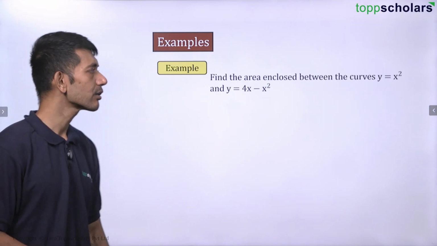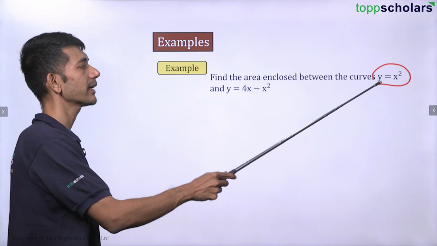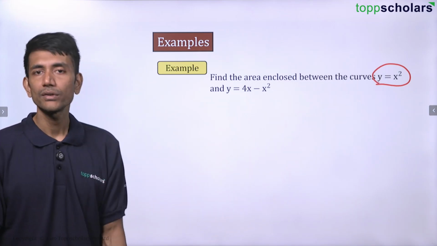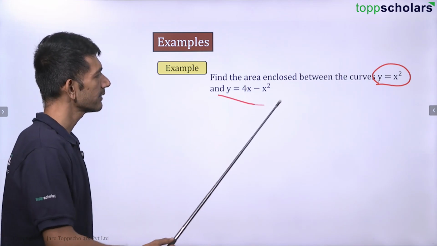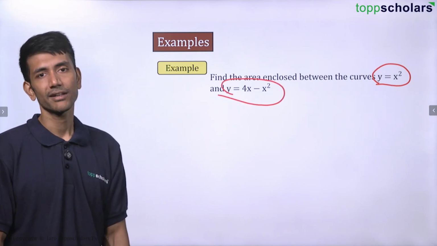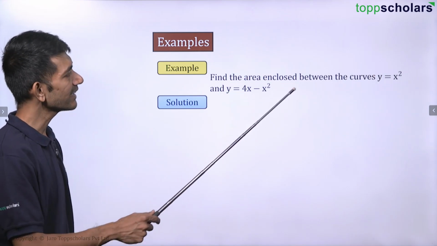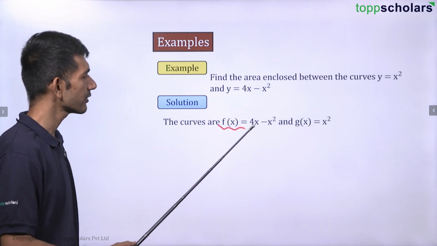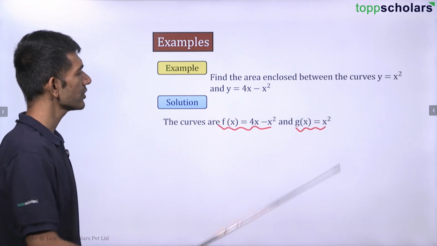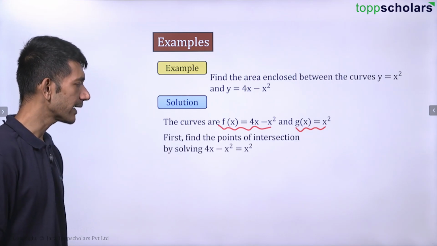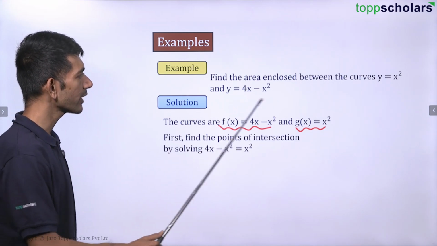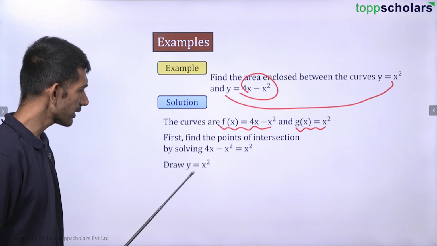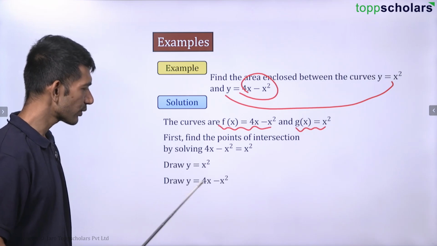Find the area enclosed between the curve y equal to x square. So this is curve 1. Firstly, we don't know whether this is f(x) or g(x). The second curve is y equal to 4x minus x square. So we have f(x) equal to 4x minus x square, and g(x) equal to x square. And then firstly we'll find out the point of intersection. That is 4x minus x square equal to y, which is nothing but x square.